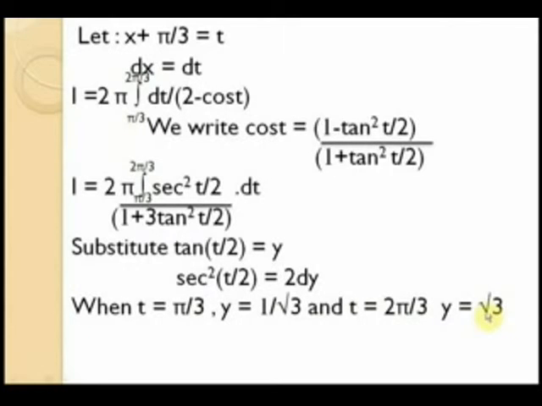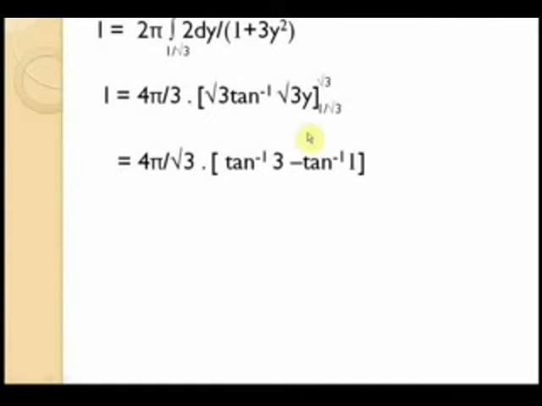So we substitute these values in this integral to get I equal to 2 pi into integral of 2 times dy divided by 1 plus 3y square from 1 by root 3 to root 3. Now this becomes 4 pi by 3 into root 3 tan inverse root 3y from 1 by root 3 to root 3. So we put these values to get the final value of I equal to 4 pi by root 3 into tan inverse of 3 minus tan inverse 1.